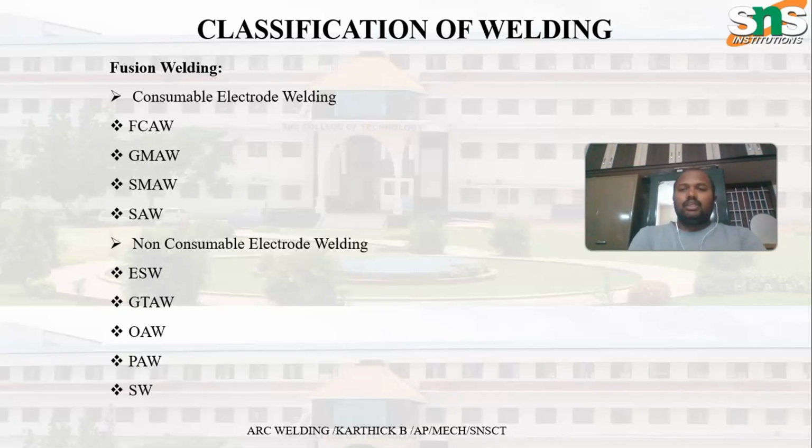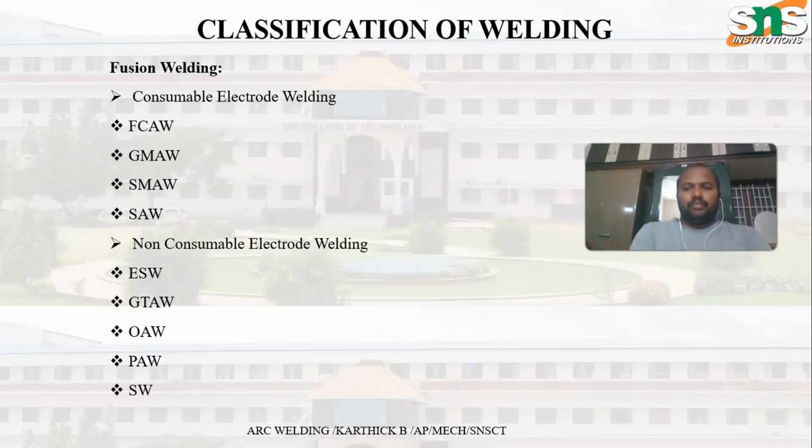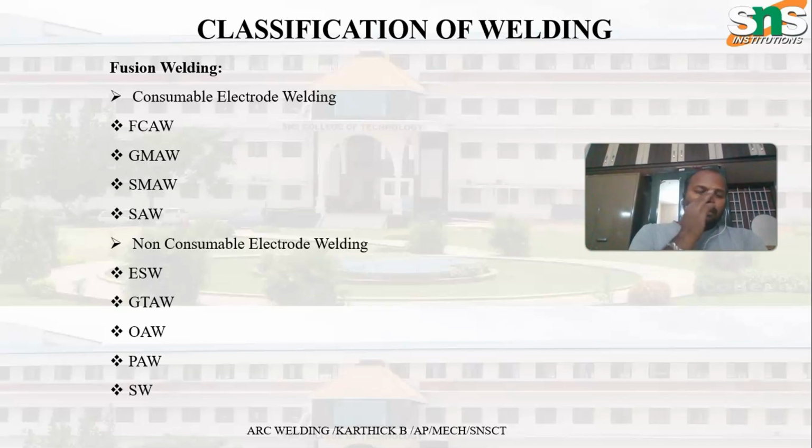What we are using nowadays, basic welding, right? The fourth one is SAW, which is submerged arc welding. Okay, the next type is non-consumable welding. That is ESW. Second one is GTAW, that is gas tungsten arc welding. OAW, oxy-acetylene welding. PAW, that is plasma arc welding, and SW is submerged welding, right?